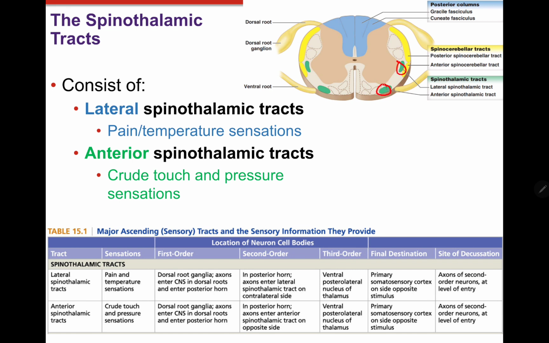The anterior one is going to be more anterior. So the lateral spinal thalamic tract is going to carry pain and temperature sensations, right? So this is going to be important in sending that information about pain and temperature, okay? And the anterior spinal thalamic tract is going to be important for sending information about crude touch, right? So pressure-based touch, and those types of sensations. And again, they're going to have a primary, secondary, and third order neuron, okay?